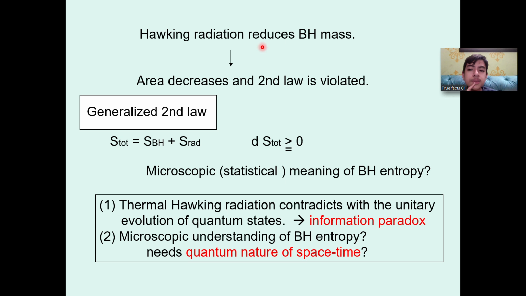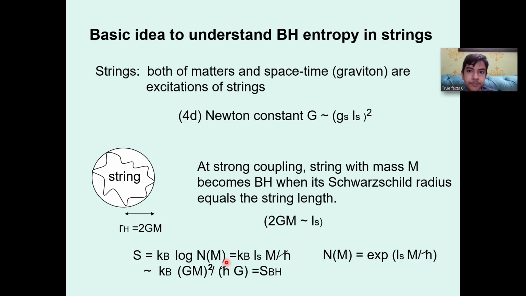Hawking radiation reduces the black hole mass as the area decreases, and the second law is violated. The generalized second law is that the total entropy is the entropy of the black hole plus the entropy of the radiation. So dS_total would be greater than or equal to 0. What is the microscopic statistical meaning of black hole entropy? Thermal Hawking radiation contradicts the unitary evolution of quantum states, the information paradox, which I told you about. And a microscopic understanding of black hole entropy needs the quantum nature of space-time.